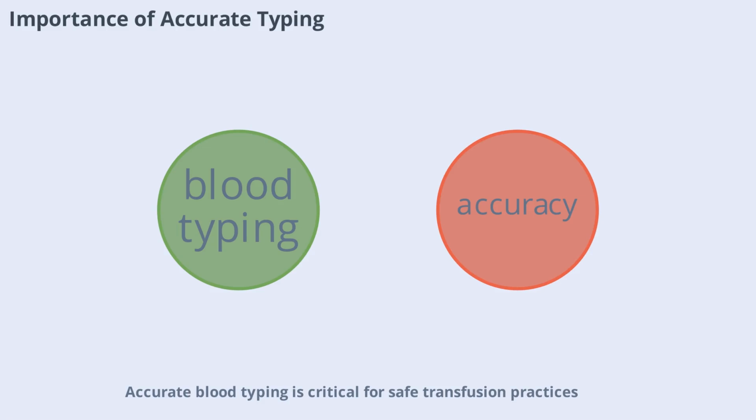Accurate blood typing is critical for safe transfusion practices. Rare subtypes like AM can easily be misidentified as type O if only standard tests are used. This case underscores the need for comprehensive testing and awareness of rare variants among healthcare professionals.